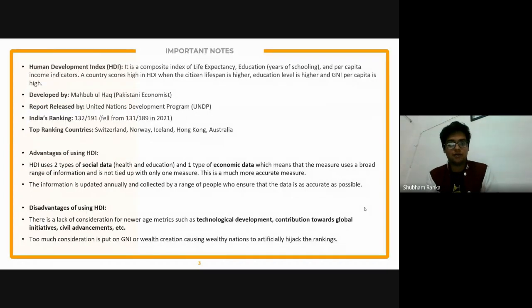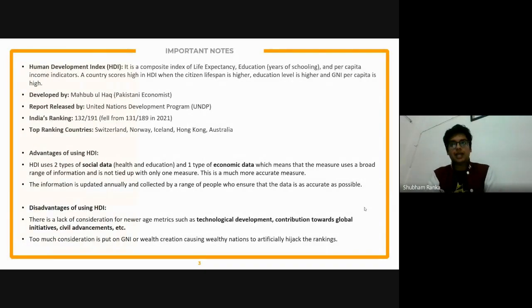So that is a very good advantage of HDI, that it measures a huge broad range of information and is not tied up to only one piece of information, and thus becomes more accurate to understand what human development could be, right? Again, I'm not saying it is the most accurate, but it could be more accurate than other indexes that we have. The second advantage is that the information is updated annually. It's not something that is done every 2 years or every 3-4 years. Every year it is done, and from a range of people, so it can be as accurate as it can get. Those are the advantages that we see with HDI.